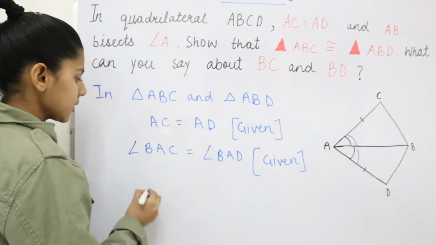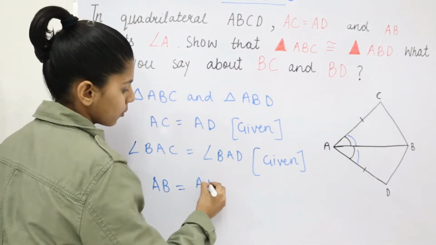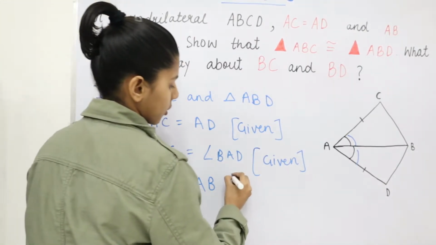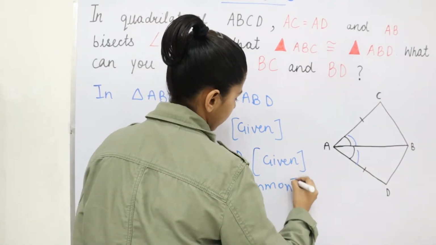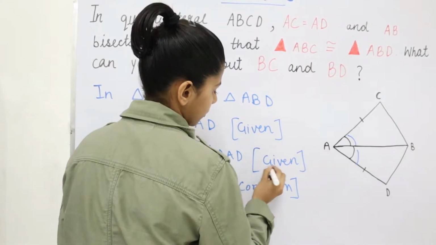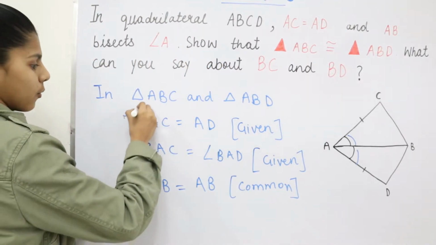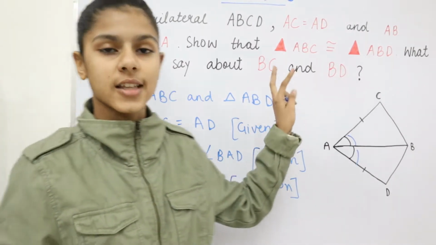So we can write AB is equal to AB, and the reason we write is common, because it is common in both the triangles. So we got three conditions, two sides and one angle. So these both triangles are congruent.